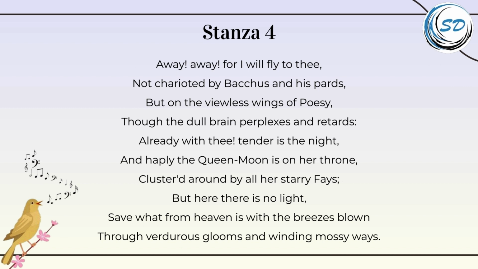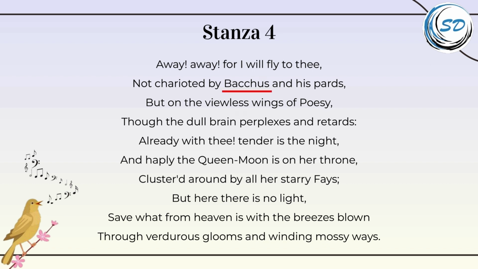Away, away, for I will fly to thee, not charioted by Bacchus and his pards, but on the viewless wings of poesy, though the dull brain perplexes and retards, already with thee. Tender is the night, and haply the queen moon is on her throne, clustered around by all her starry fays, but here there is no light, save what from heaven is with the breezes blown, through verdurous glooms and winding mossy ways. Let's look at the difficult words and phrases before we proceed with the explanation.